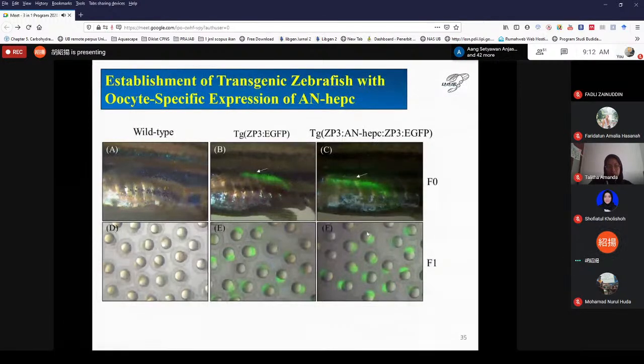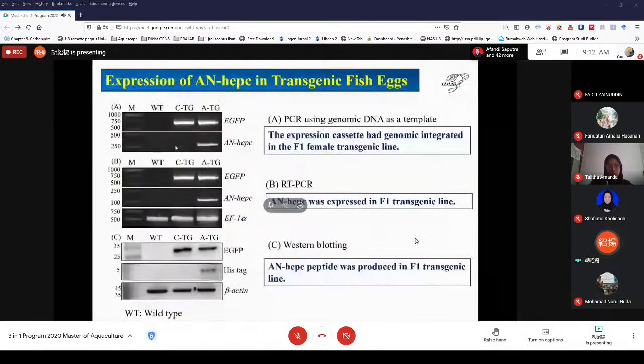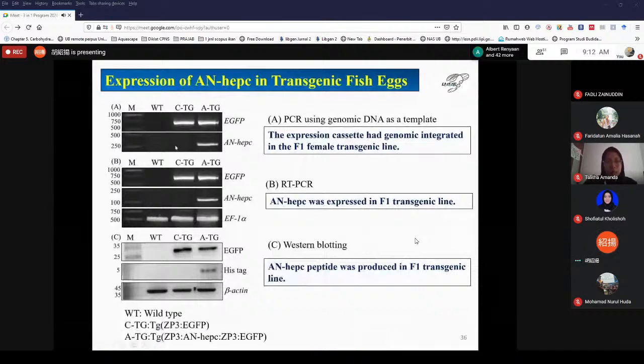So we collect the embryos to check whether the embryo contains the hepcidin peptide. We make sure in 3 steps. First, we use the genomic DNA as a template and use the GFP or the hepcidin specific primers for PCR check. You can see here that the wild type doesn't show bands, while the transgenic lines express the GFP and the hepcidin with histidine tag. You can get the band only in the transgenic lines. So this data means the expression cassette has already been genomically integrated into the F1 transgenic lines.